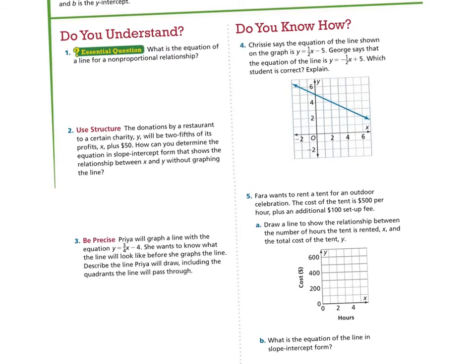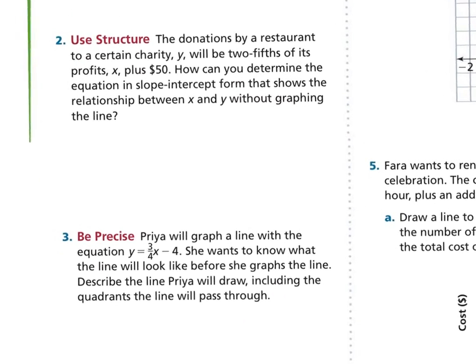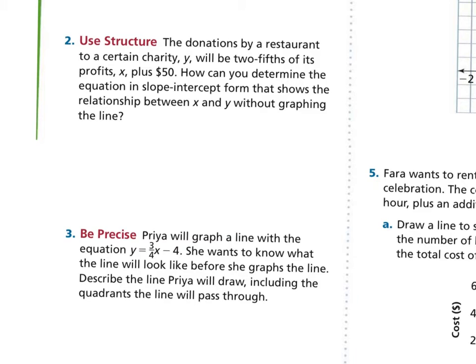So if you look at the do you understand number 2, donations by a restaurant to a certain charity Y will be 2/5 of its profits X plus $50. How can you determine the equation in slope-intercept form that shows the relationship between X and Y without graphing the line? So without graphing the line, they want us to try to come up with an equation.